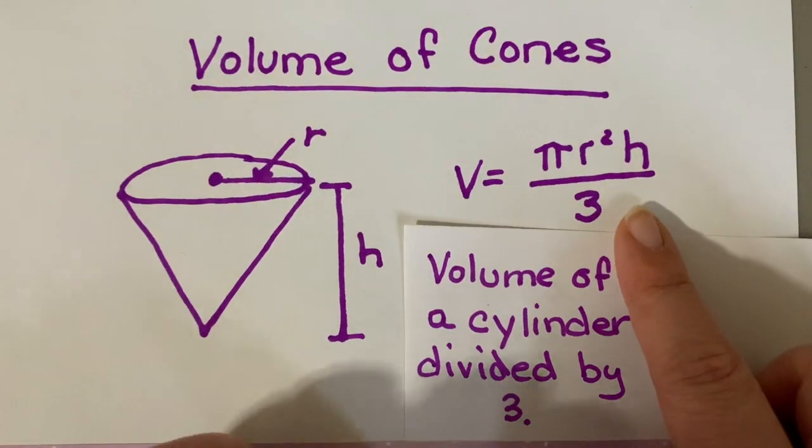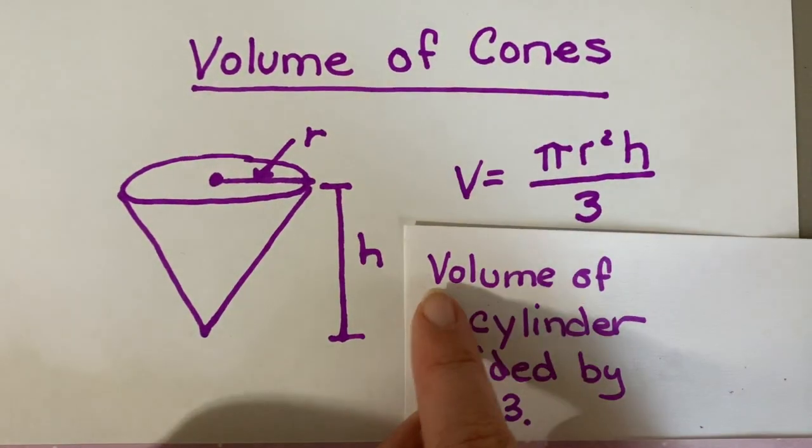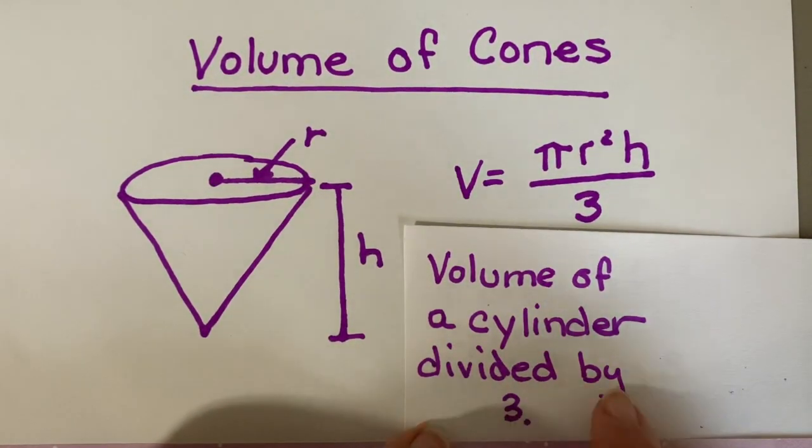And again, if you're taking notes or writing this down, just a reminder, the volume of a cone is the volume of a cylinder divided by 3.